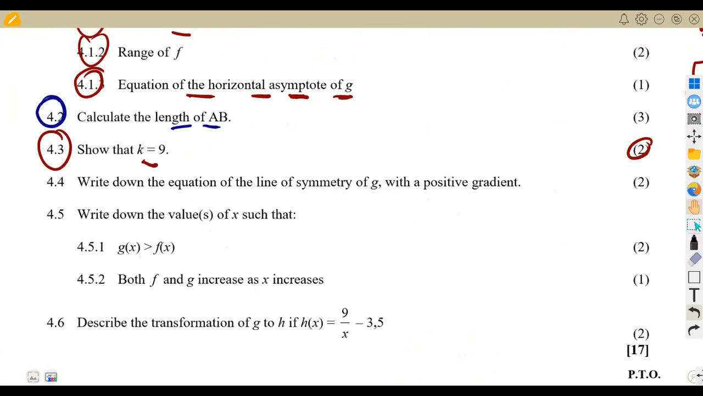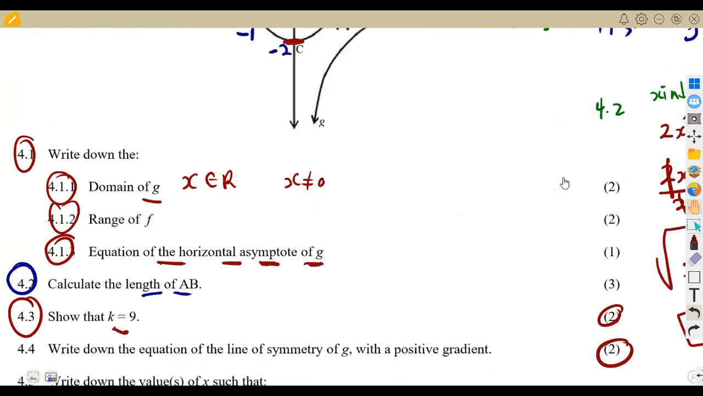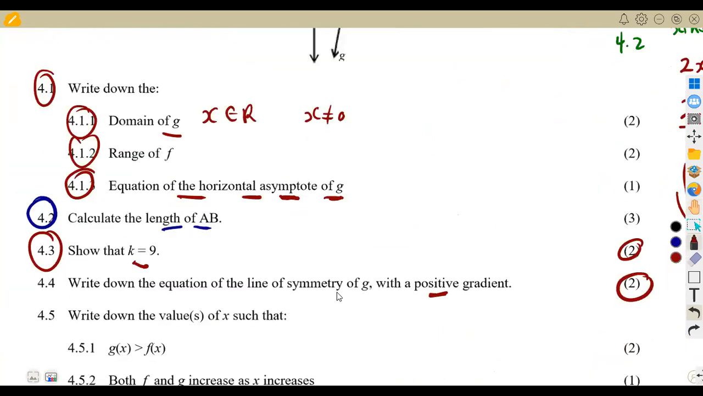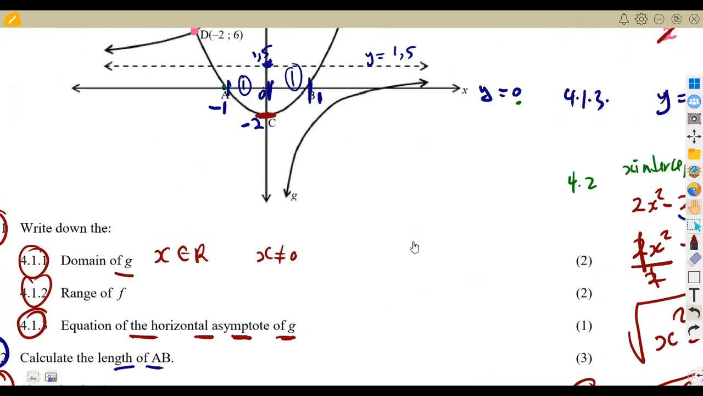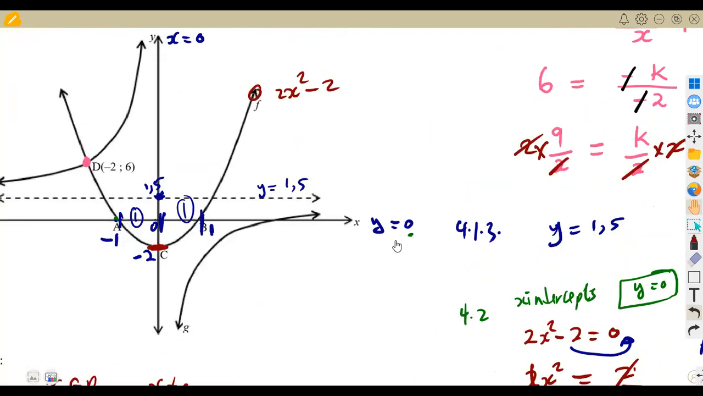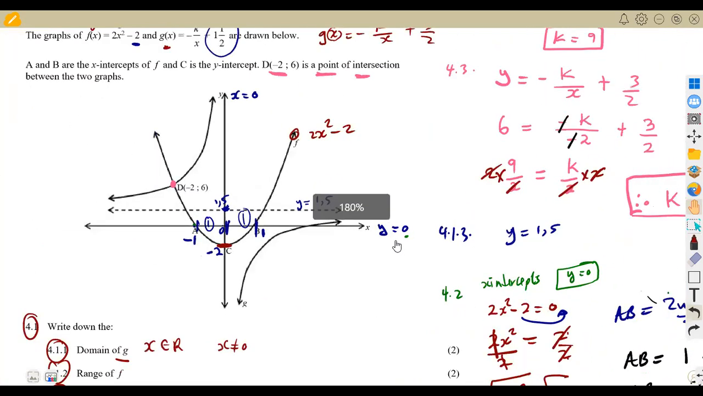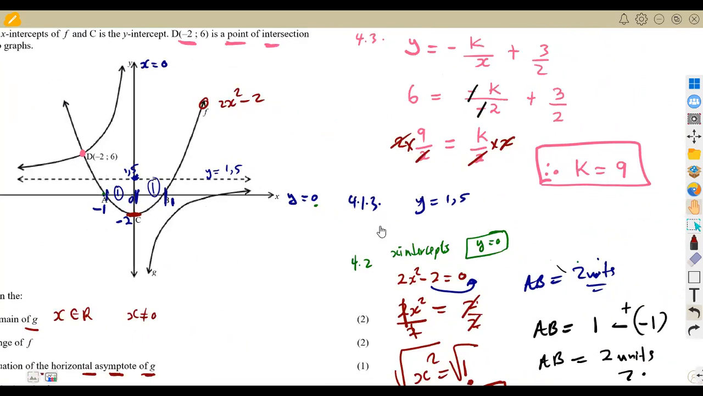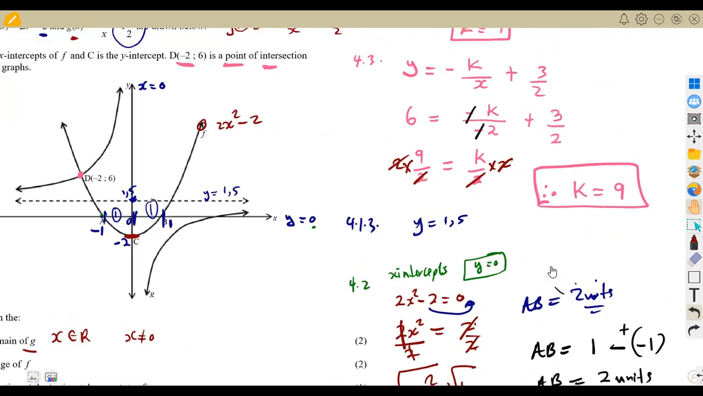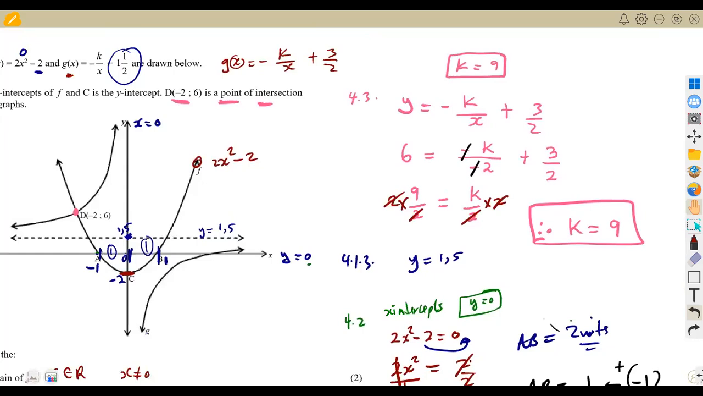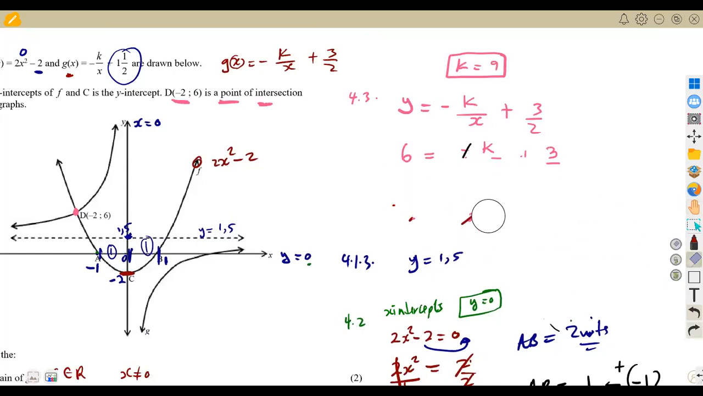All right, so this is the question that I once mentioned before. We want the one that has got a positive gradient. Remember, on the line of symmetry, there are two lines that you can consider, but both of these lines pass through the point of intersection of the asymptotes.